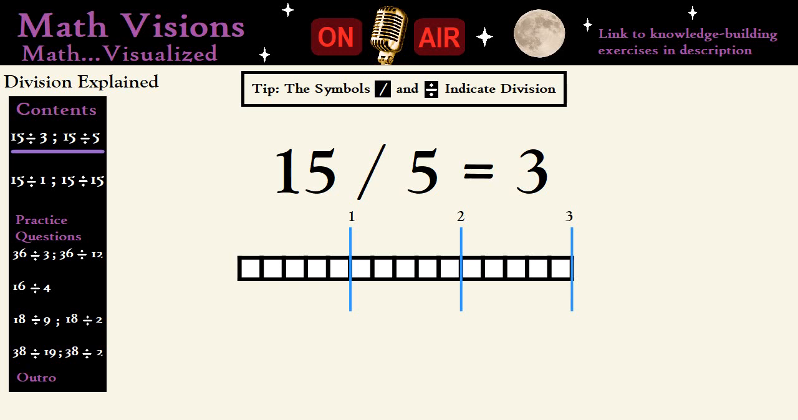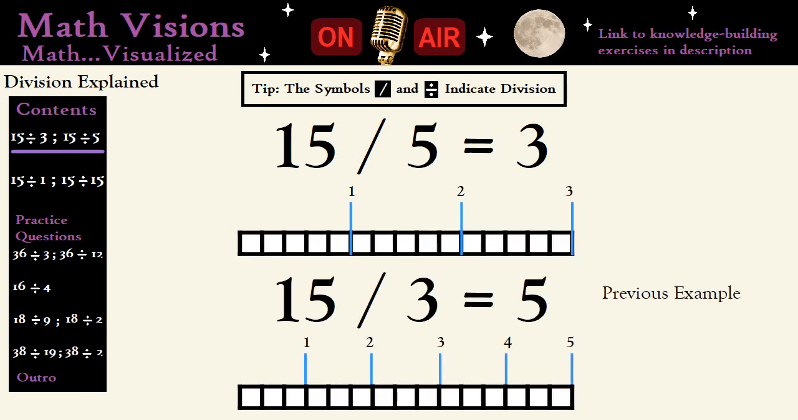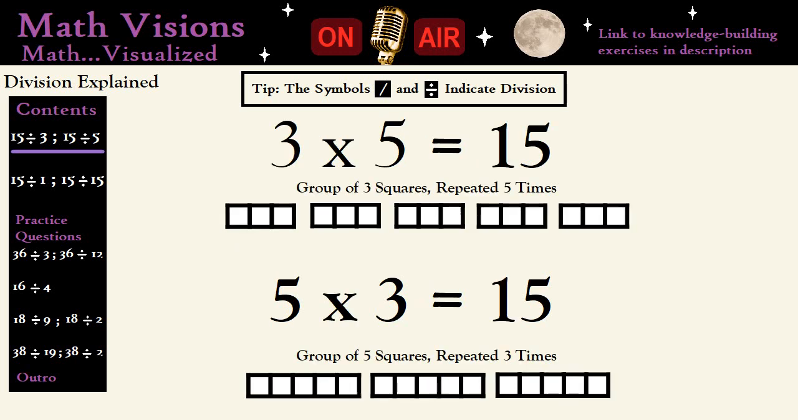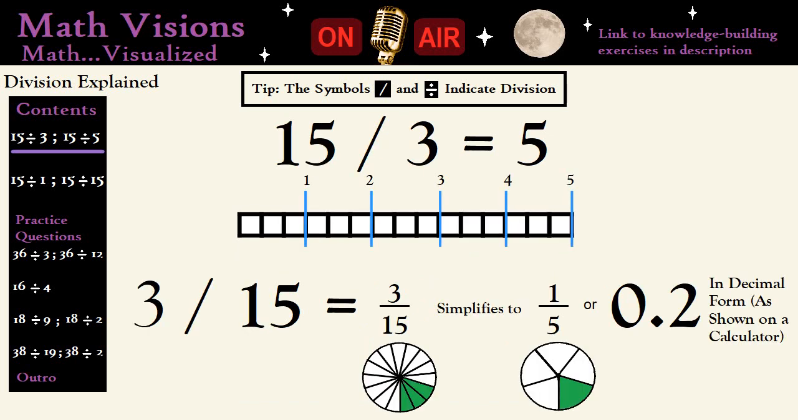Notice how dividing 15 by 5 gives us 3, and how dividing 15 by 3 in our previous example gave us 5. This is because 3 times 5 or 5 times 3 equals 15. Furthermore, in division, the number that comes first is very important, the opposite of multiplication. For example, if we swap the position of 15 and 3 from 15 divided by 3 and make it 3 divided by 15 instead, the answer will be something completely different.